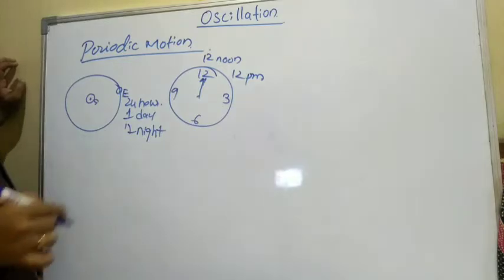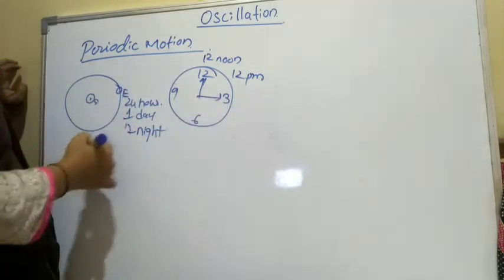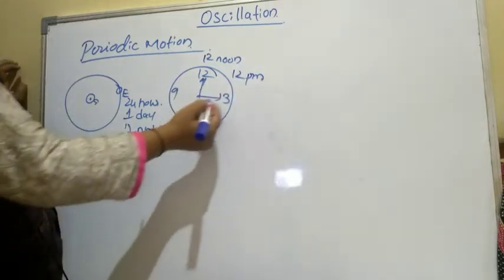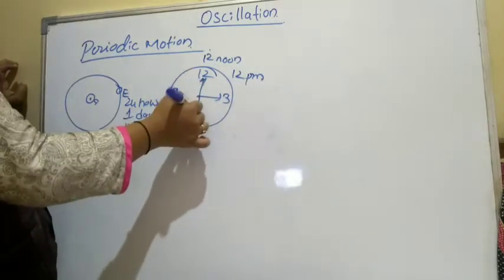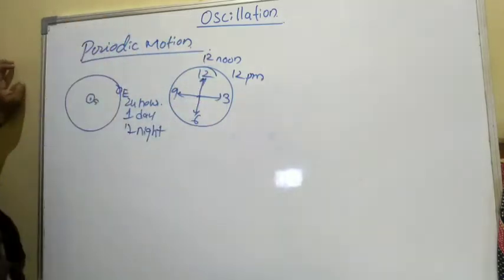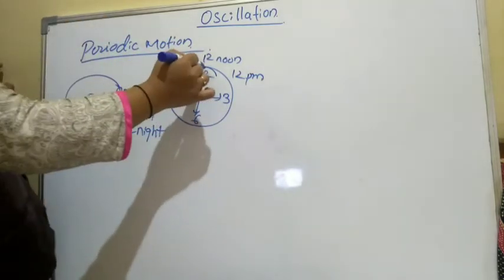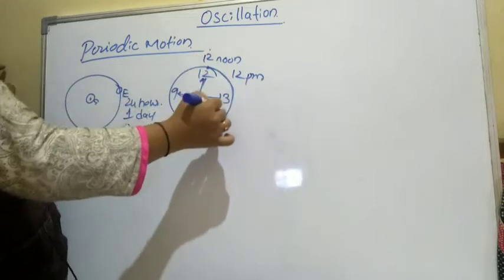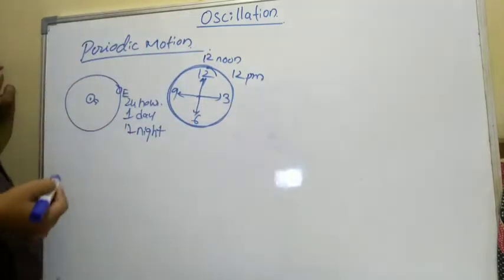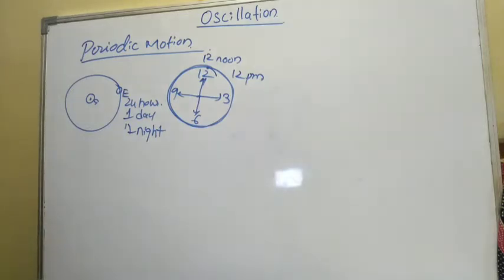Right? Similarly, 3 o'clock in the afternoon and the midnight. Similarly 6 o'clock, similarly 9 o'clock. Twice a day we are getting light. That means the clock is revolving along the same circular path with fixed intervals of time.